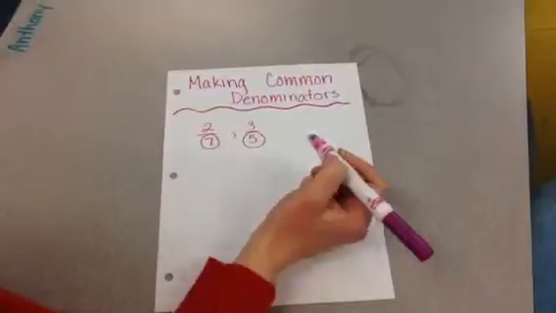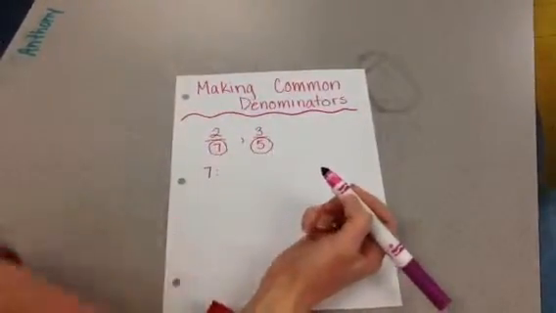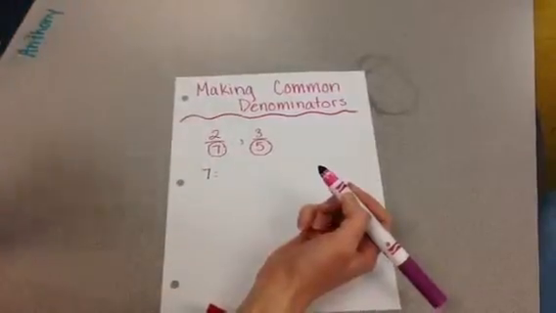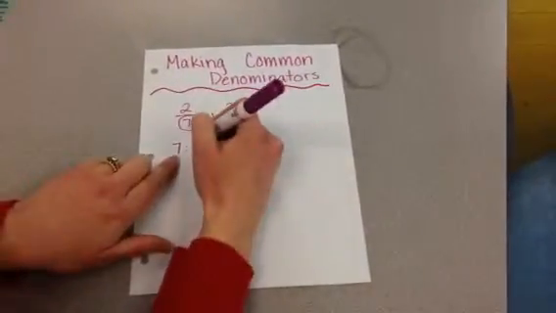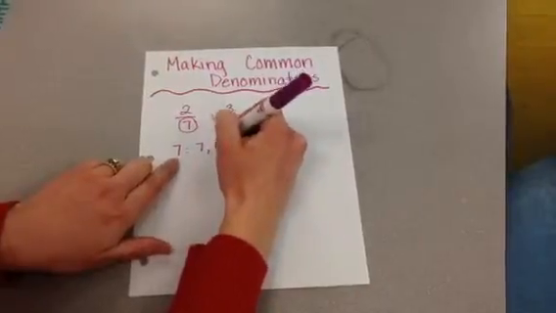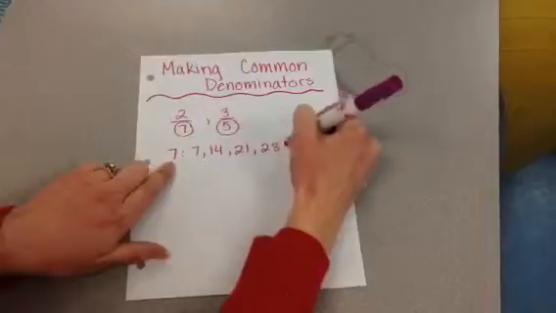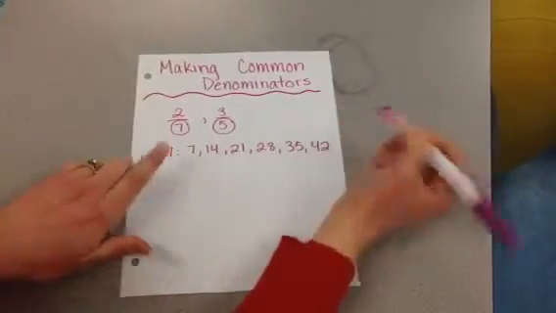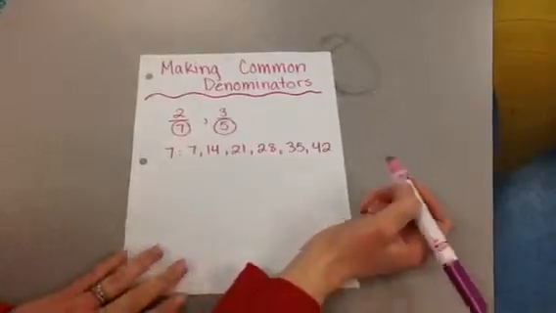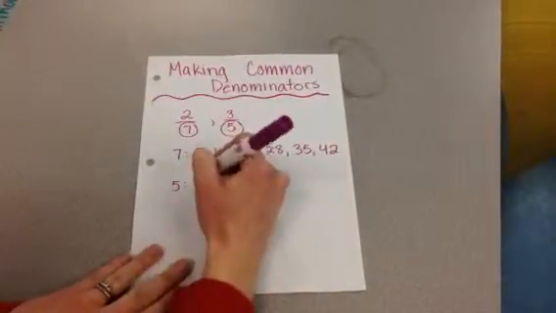So what we're going to do is we are going to write out the multiples for each denominator. So when you hear the word multiple, you want to think of your multiplication facts. You want to think of skip counting. So I'm going to start with 7 and I'm going to skip count up. I'm just going to write a few out right now, and then if I need to go back and add more, I will. And then I'm going to come down and I'm going to write my multiples of 5.